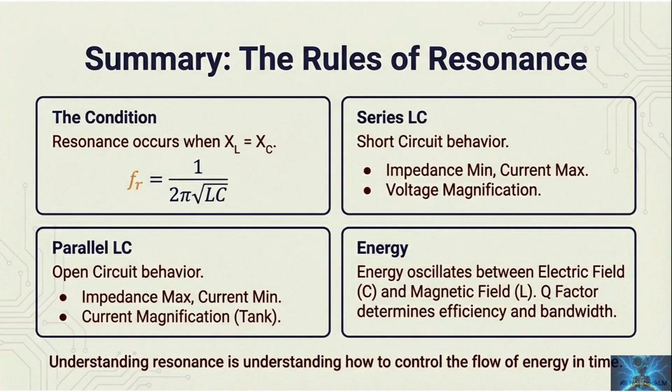Resonance occurs when inductive reactance equals capacitive reactance. In series resonance, impedance is minimum and current is maximum, and voltage magnification can happen. In parallel resonance, impedance is maximum, supply current is minimum, and circulating tank current can be high. Quality factor determines how efficient the oscillation is and how narrow the bandwidth becomes. Understanding resonance is really understanding how energy moves and where it gets lost.